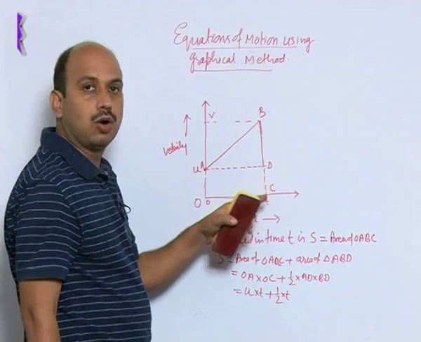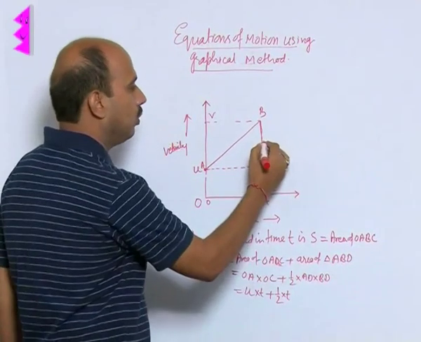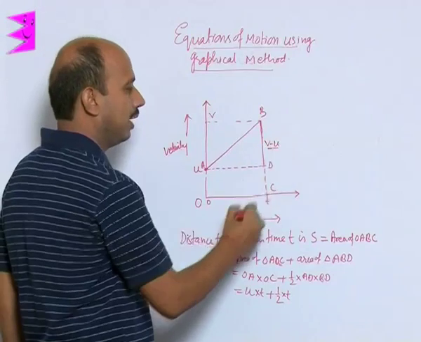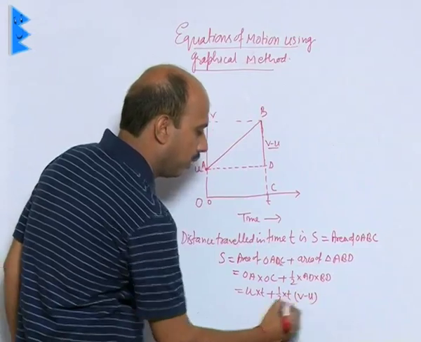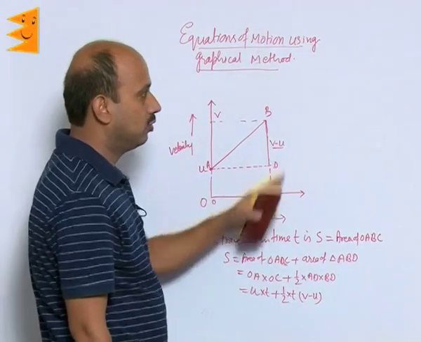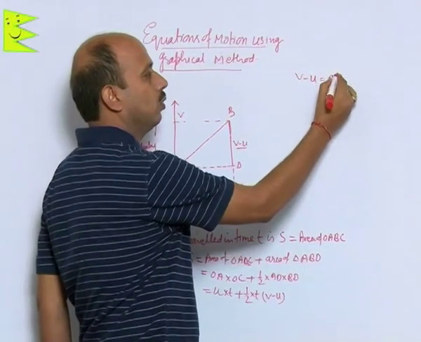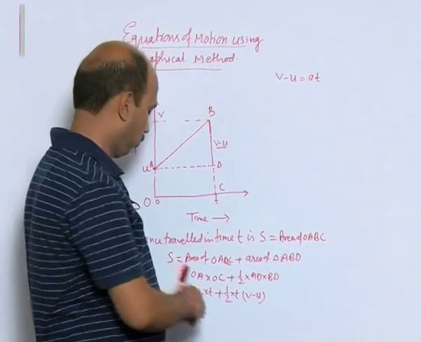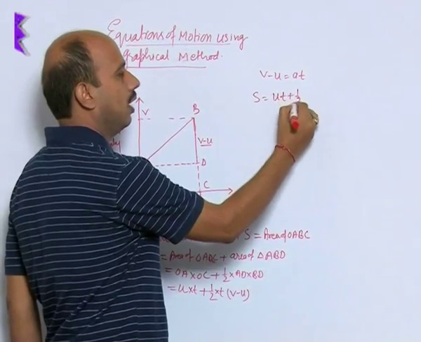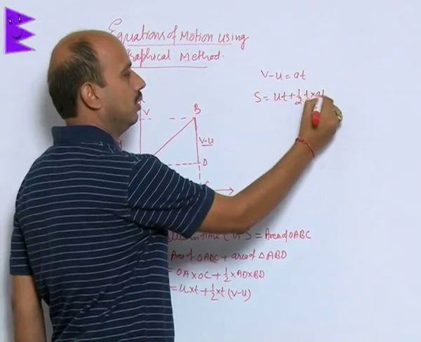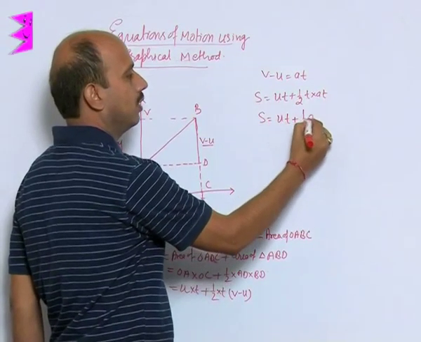BD already we have calculated. So, BD we can write here, that is equal to V minus U. So, we can write V minus U over here. Now, see here, we have done V minus U is equal to AT. So, we can write here S is equal to UT plus half T into AT. So, it is S is equal to UT plus half AT square.